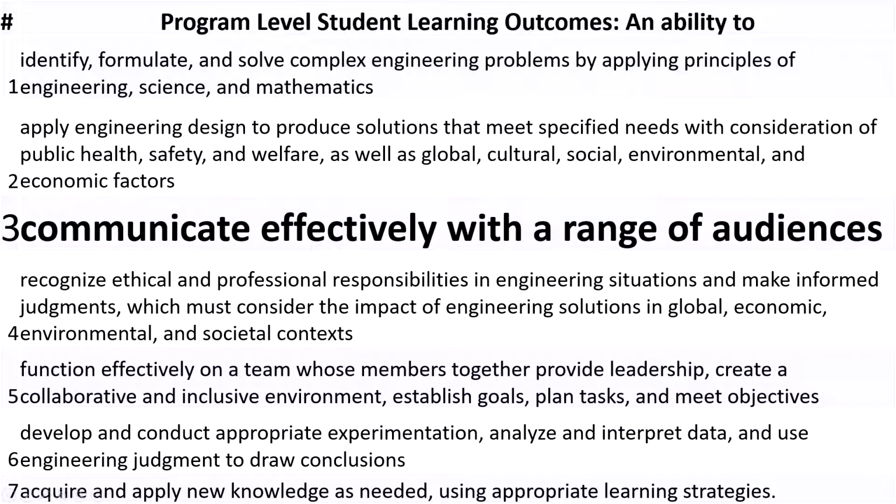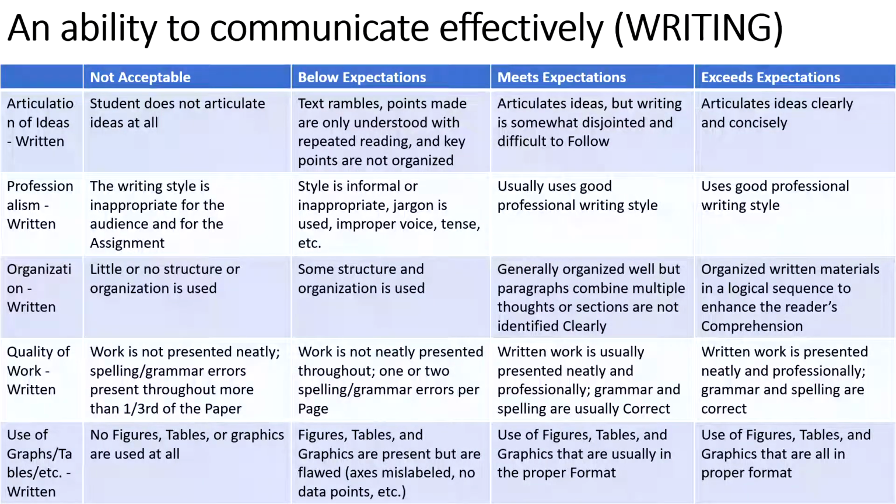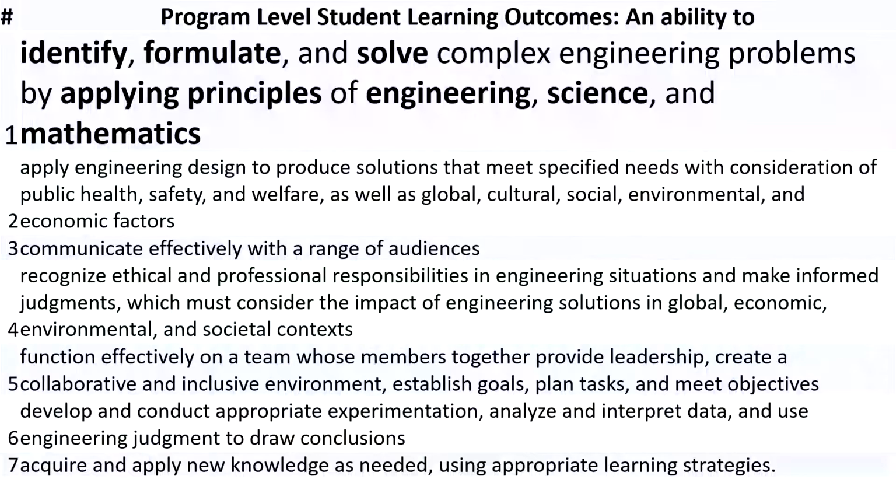Then the communication skill, also common to basically any program, identifies these 5 different elements of writing. There are a bunch of different kinds of communication skills that engineers develop over their program. But writing is common to any program, and you can see that there are 4 levels of performance. You can make it 3 levels if you want for your program.